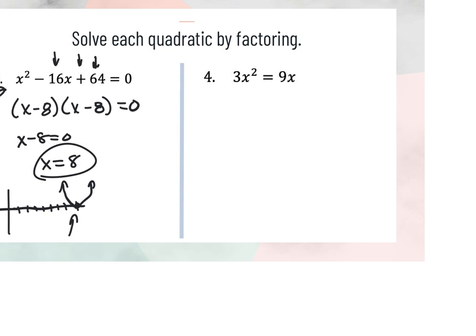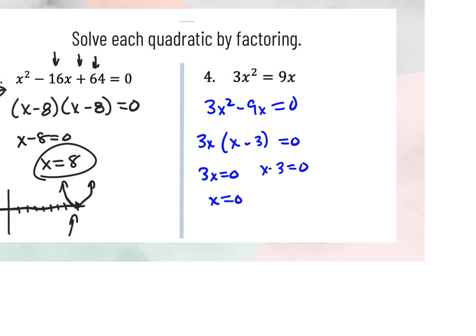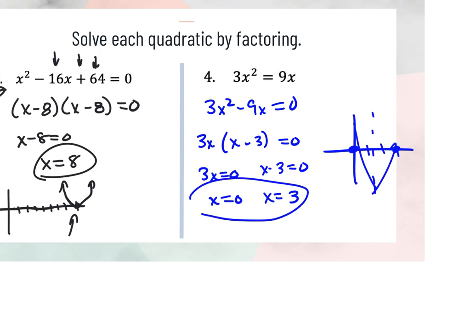Now, number 4, 3x squared minus 9x equals 0. So I'm going to factor out 3x, and I'm left with x minus 3. So 3x equals 0, x minus 3 equals 0. So x is going to be 0, or x is going to equal 3. So what that means on the graph is I've got zeros there and there. My x is going to be somewhere in between, and it's going to open up wherever that vertex is. But I'm more interested in where the zeros are.